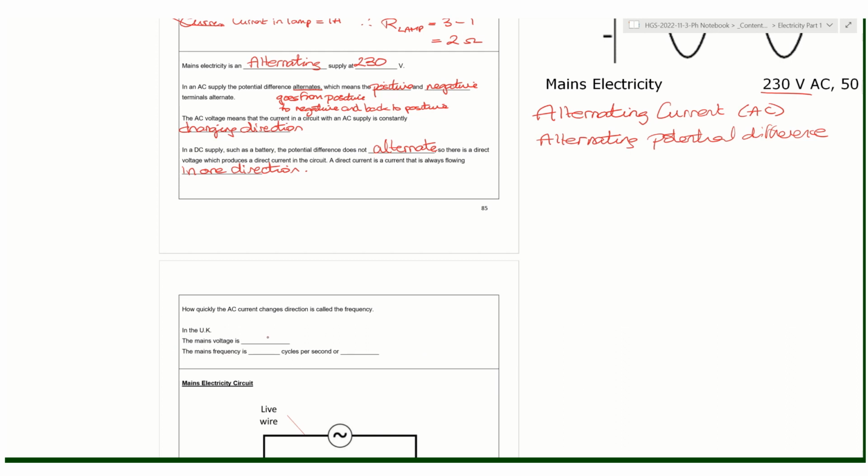So we already saw that the mains potential difference value is 230 volts, so a very high voltage, but it also has a frequency, that is how quickly it changes every second, of 50 cycles per second, or 50 hertz, meaning it goes from positive to negative 50 times every second. So this is changing very, very rapidly. It's alternating extremely quickly.